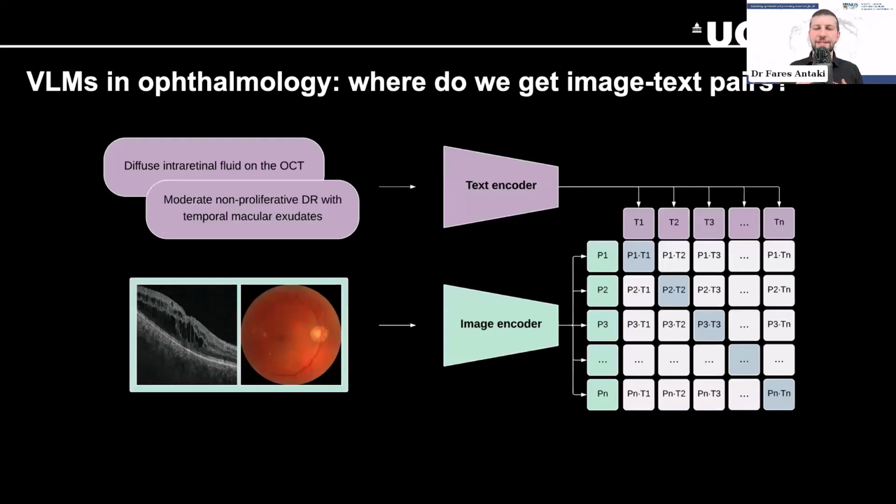But in most places I've worked, we don't routinely write a report when we look at an OCT. I know there's been some recent evidence, I think, coming from Hong Kong, of a vision language model for fluorescein angiography. So this is really, really encouraging.